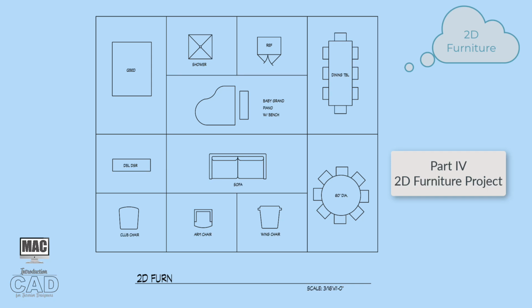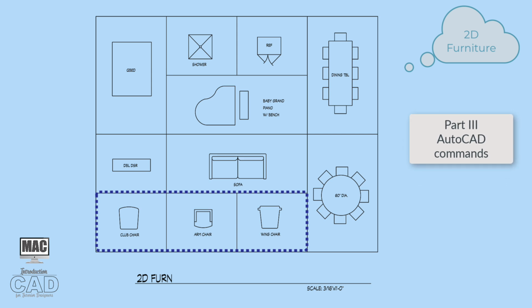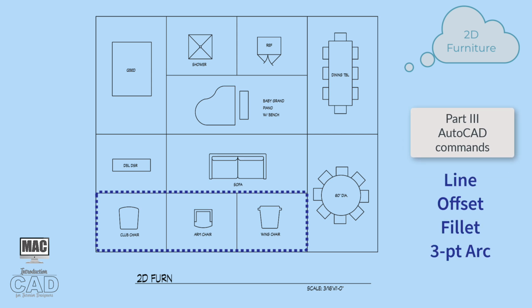This video is part 4 of the 2D top view furniture exercise drafted in Mac AutoCAD. The part 3 2D furniture video demonstrated drafting 3 chairs, focusing on traditional drafting techniques using AutoCAD commands such as line, offset, fillet, and the 3-point arc command.